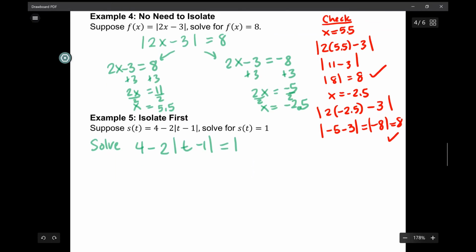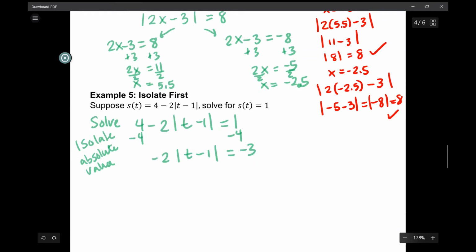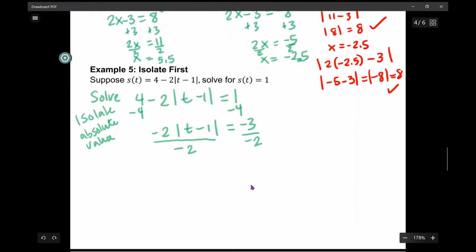So the first thing we're going to do is isolate the absolute value. I'm going to subtract 4 from each side to get rid of that 4 on the end. Minus 2 times the absolute value of t minus 1 equals 1 minus 4, which is negative 3. Now I want to get rid of this, multiply by negative 2, so I'm going to divide by negative 2. And that gets me the absolute value of t minus 1 equals negative 3 divided by negative 2, which is 3/2 or 1.5. Let's just write 1.5. You can always write things as a decimal as long as you're not rounding.